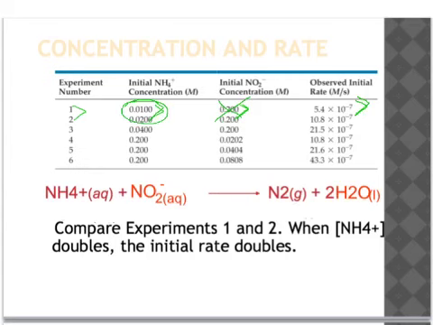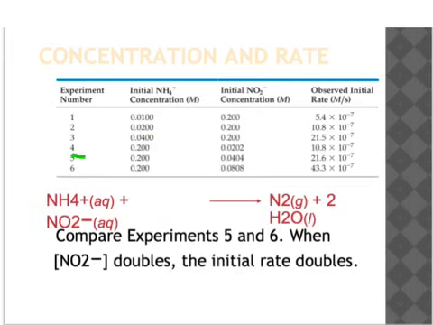reaction doubled. Now if we look at experiments 5 and 6, in these two, the concentration of the ammonium is held constant, so we know that that's not going to have an effect on the reaction rate, while we're doubling the concentration of the nitrite ions. And so the effect of doubling the nitrite ions, nothing's changing here, so that's not affecting, is doubling the rate of the reaction.